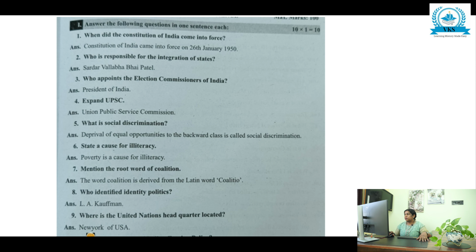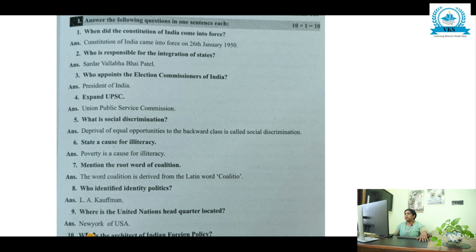When did Constitution of India come into force again? Repeated, 26 January 1950. Who is responsible for the integration of states? Sardar Vallabhbhai Patel. Who appoints Election Commissioners of India? President of India. Expand UPSC, Union Public Service Commission. What is social discrimination? Deprival of equal opportunities to backward class is social discrimination.